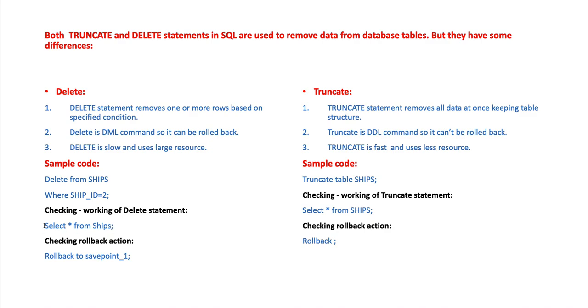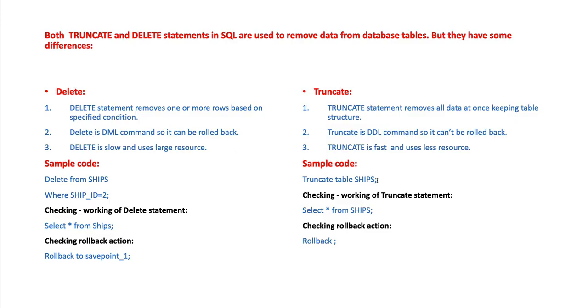Next step, we can check whether it has been deleted or not. We can use select star from SIPs. Then we can identify whether we have deleted those records or not. Next one is the rollback action. Rollback action is used in the case of the delete command. That means data can be rolled back in the case of delete. Before delete, we can create one save point. Suppose the save point is 1. Then when we use rollback to save point, we can go back up to that save point. That means all deleted data will come back.